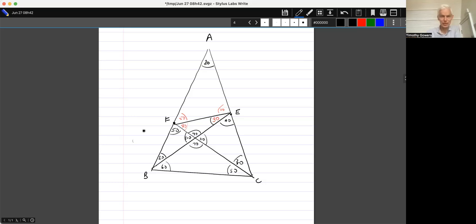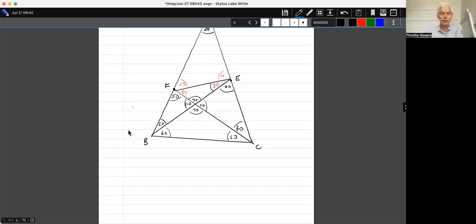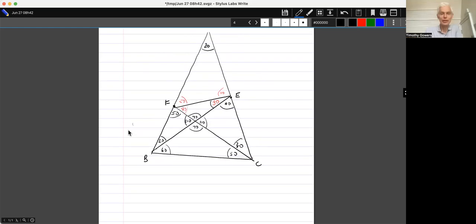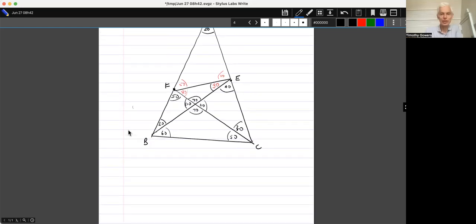But one method that one can add to just chasing angles around is constructing extra things. And so what can we do? Things like dropping a perpendicular somewhere or extending a line and so on. So I'm going to have a think about this second option.